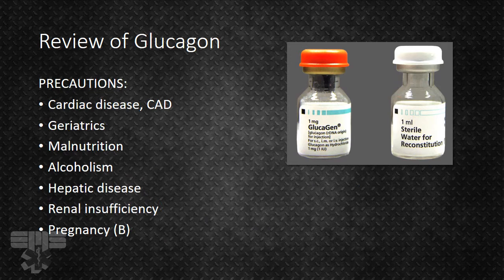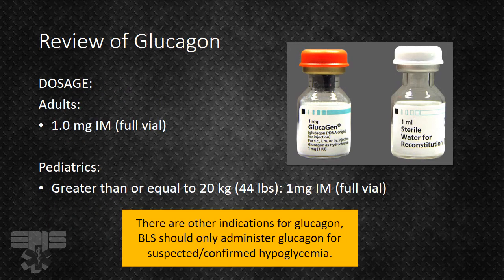Use caution in patients with cardiac disease or coronary artery disease, as glucagon can have a sympathetic stimulation effect on the heart. Also use caution with geriatrics, patients that have malnutrition, alcoholics, hepatic disease, or renal insufficiency. The pregnancy class is class B.